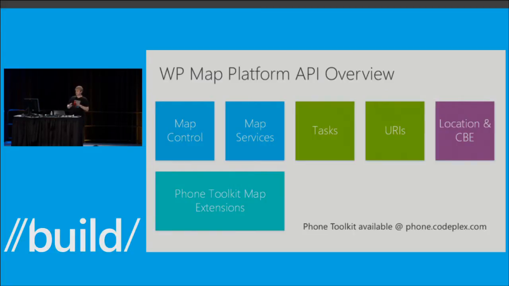And across both the map control and map services, we didn't get everything in the Windows Phone 8 product that we wanted to, and there's a couple things that we thought would be really useful to get out to developers as fast as possible. And so we actually made a couple extensions and put them inside the phone Silverlight toolkit. And you can go download that at phone.codeplex.com.